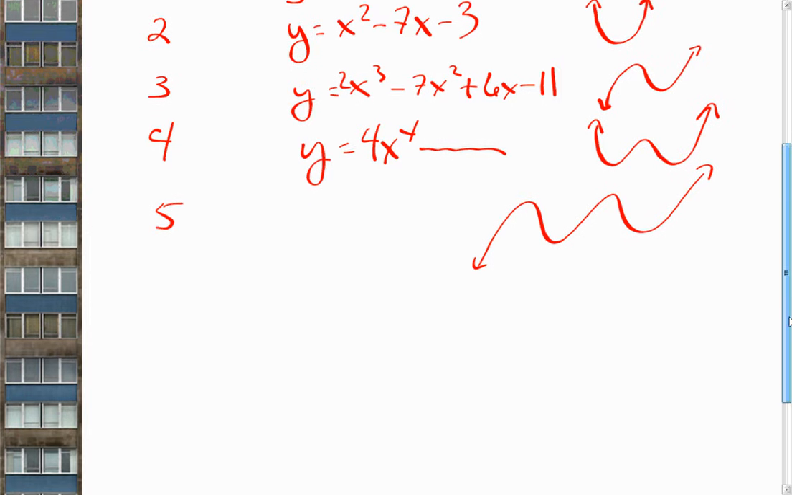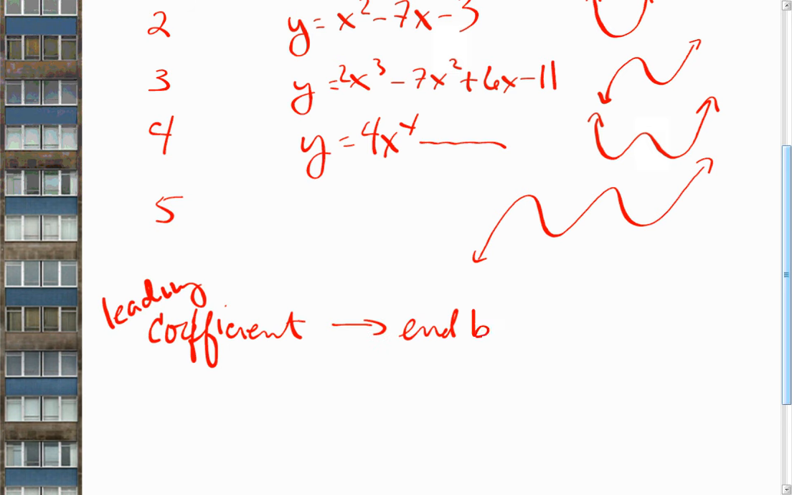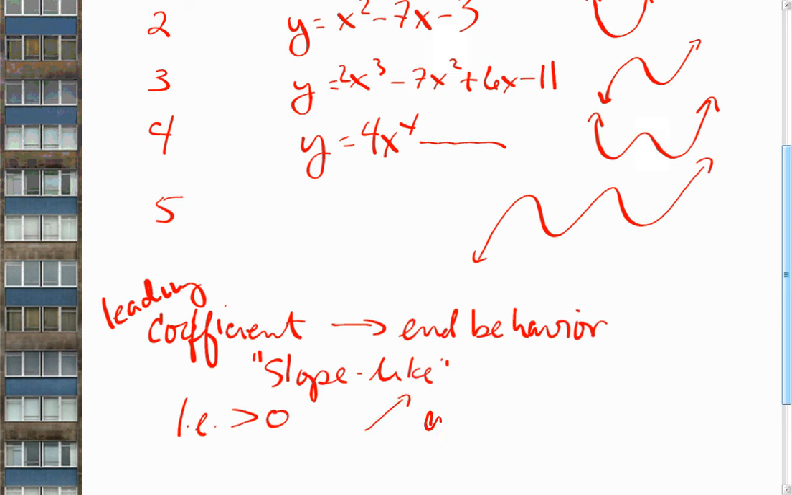Upshot of this is the following. The leading coefficient determines end behavior. Think slope. It's slope-like. So if it's bigger than 0, so if it's positive, it's going to finish positive.